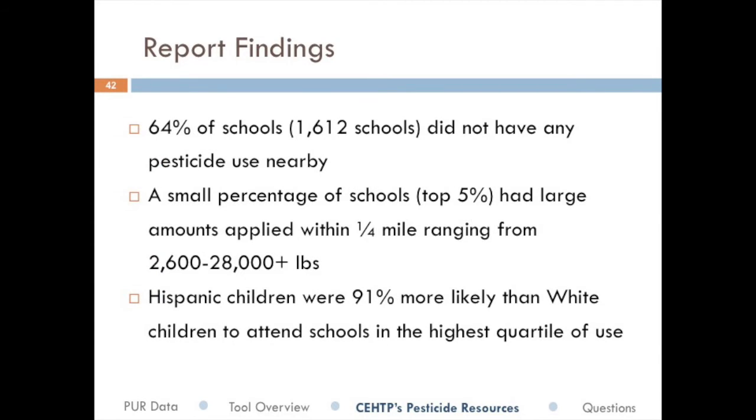Of the schools included in the report, 64% didn't have any pesticides of public health concern applied nearby, while a small percentage of schools, 5% or 45 schools, had amounts of pesticides applied within a quarter mile ranging from 2,600 pounds to almost 29,000 pounds. The report also looked at the demographic breakdown of children going to schools near high pesticide use and found that Latino children were more likely to attend these schools.